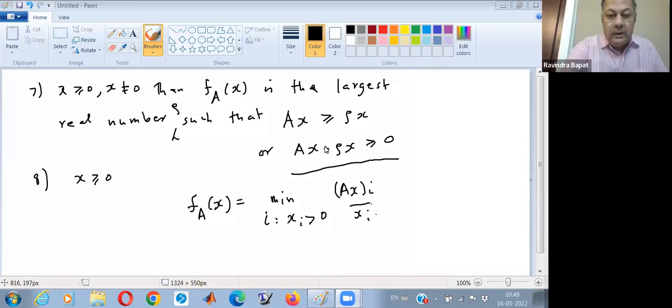If you just look at the two definitions, you will see why it is the same. Because ax minus rho x greater than or equal to 0 means rho should be less than or equal to (ax)_i upon x_i. But you are not taking very small rho. You have to take it so that it is the exact minimum. You look at these two definitions, this definition and this definition. It will be clear.